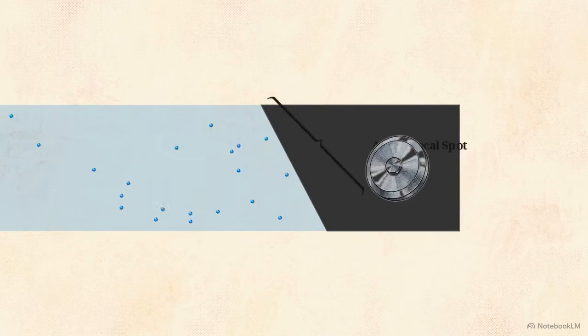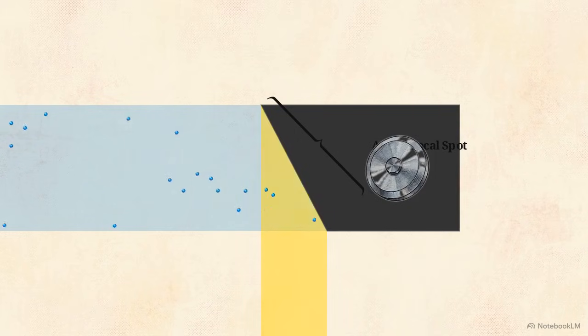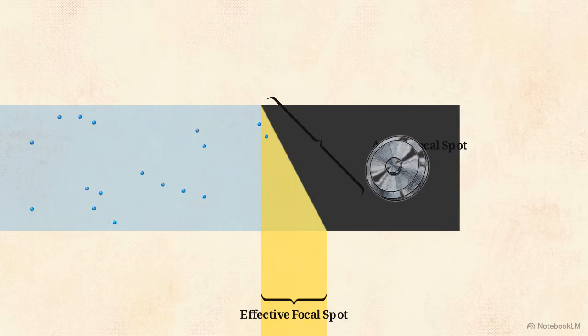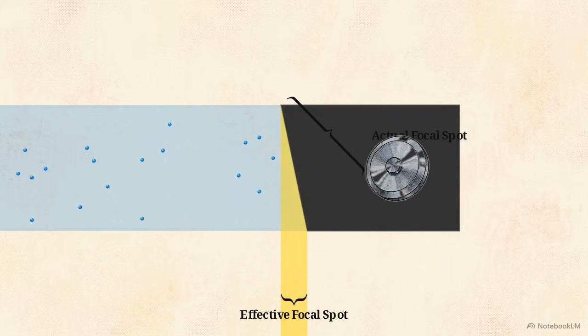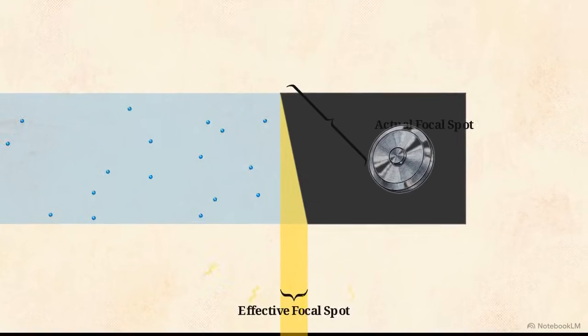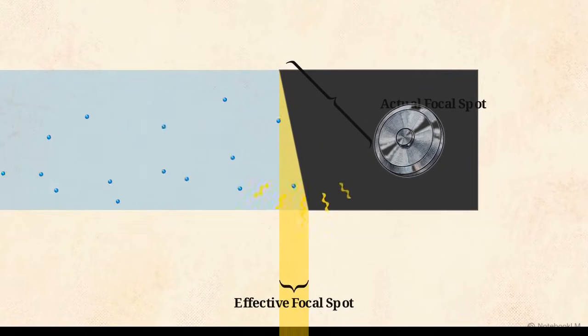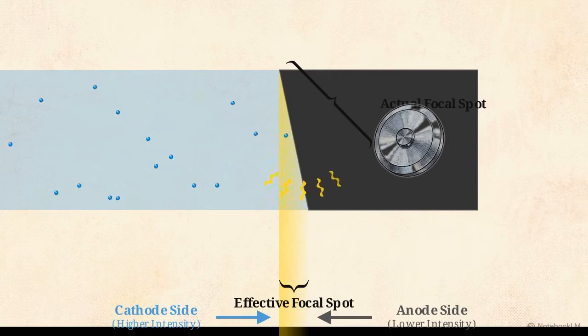By placing a bevel on the rim of the spinning disk, the actual focal spot handling the heat is physically wide, but the effective focal spot projected down toward the patient remains sharply narrow. Decreasing the target angle creates a sharper focal spot for better image resolution, but it forces the X-rays on the anode side to travel through more of the target's physical material. This causes the beam intensity to drop significantly on that side, a phenomenon known as the anode heel effect.